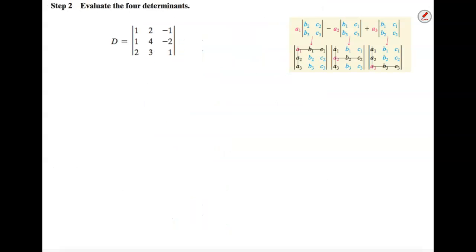All right, continuing on. Here's where the work is going to begin. We need to evaluate all 4 of these determinants. So to help us out, I took this yellow box from a previous video to give you the rules to evaluate a 3 by 3 matrix to find that determinant. So I'm going to go ahead and just stop this video and then we'll start back up again.